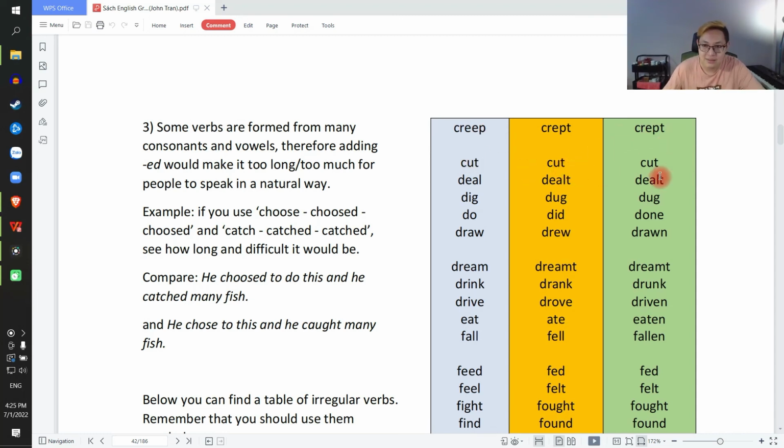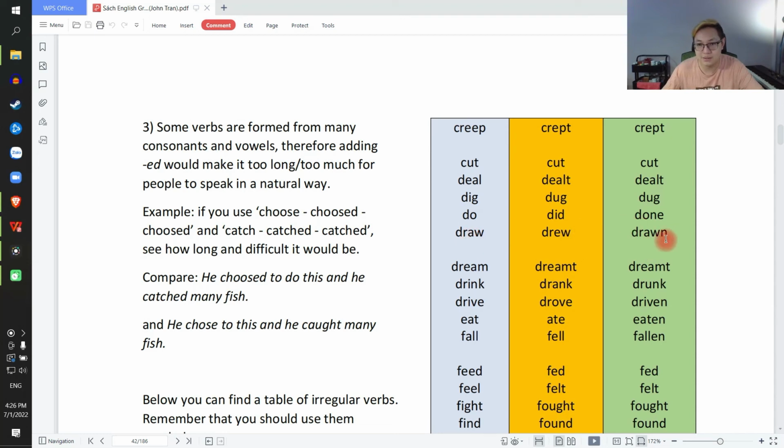Cut. Deal, dealt. Dig, dug. Do, D-O, do. Không phải do đâu nha, nó là do. Did, done. Chứ không phải là done đâu nha. Do, did, done.